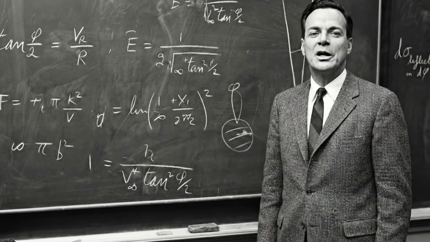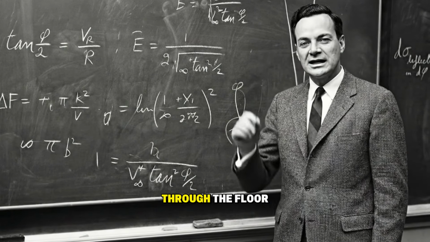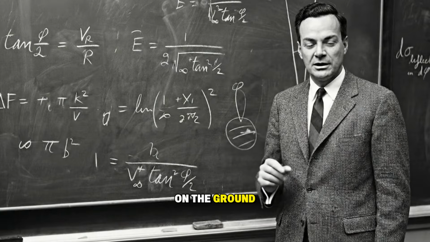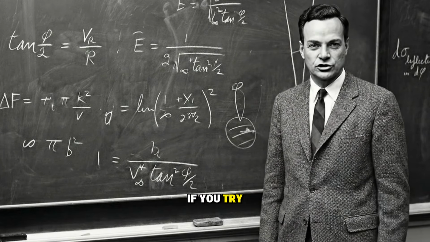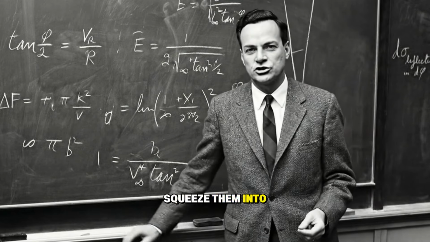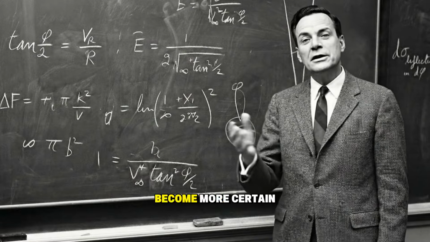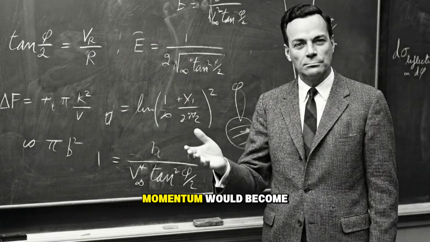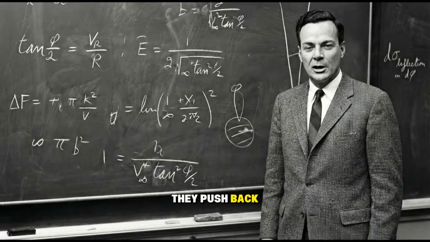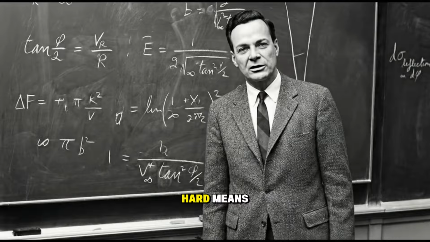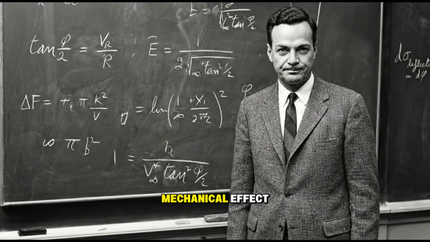But here's where it gets... And there's more. This is why you don't fall through the floor. When you stand on the ground, the atoms in your shoes get close to the atoms in the floor. If you try to push them closer, squeeze them into a smaller space, the electrons resist. Their positions would become more certain, which means their momentum would become more uncertain. They jiggle faster. They push back. That's what solid means. That's what hard means. The resistance of matter to being compressed is a quantum mechanical effect.